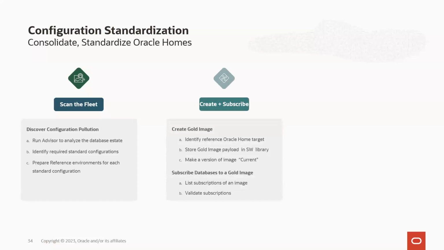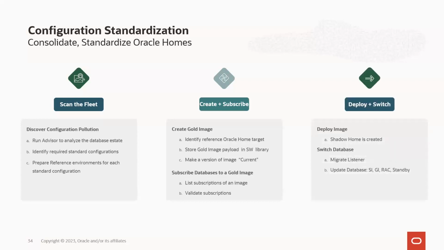Create a gold image with the recommended configuration that includes the patches that you want to apply for each database target, and make the desired gold image version current so that it becomes the default gold image for the identified targets. And lastly, subscribe databases to the gold image. You then deploy the image and switch. During the deployment phase, a shared Oracle home is created, and under switch, you migrate the listener and update databases. Downtime is minimized as a result of this style of patching. Our goal is to maximize patching as many databases in the minimum time.